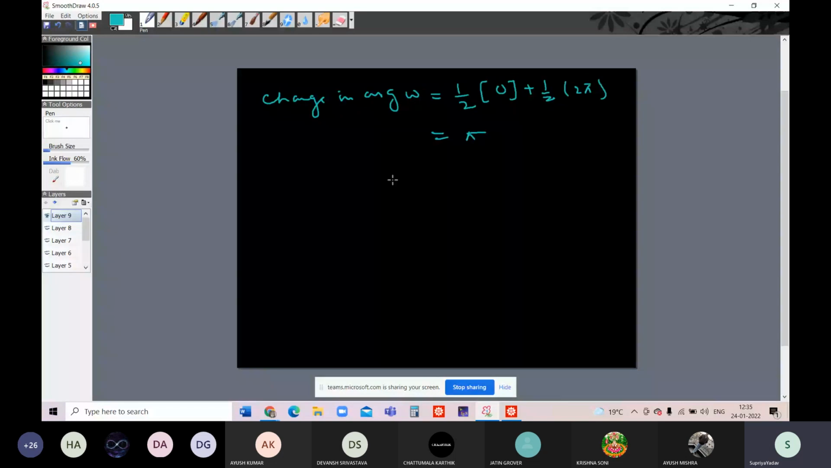So the change in W is only pi, and when we want to come back to the same branch, the change should be 2 pi. Only when a complete round is completed will we come back to the original position. But it is only pi, it means that when we are moving around this point z is equal to I in a small arbitrary circle about this point I, W does not return to its original value, hence W does not return to its original value.